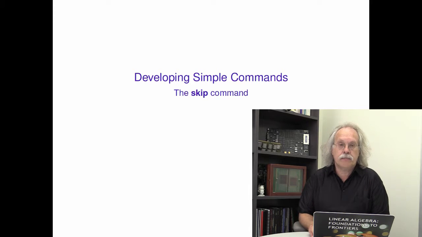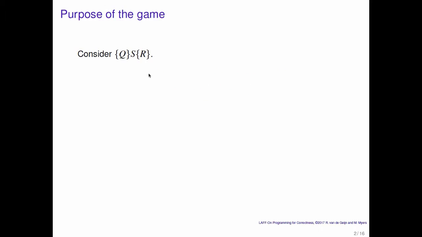And we're going to look at the skip command. So, the purpose of the game. You're given a Hoare triple. You know what you want to be true before a command, you know what you want to be true after a command. And what you now want to do is figure out what that command should be.